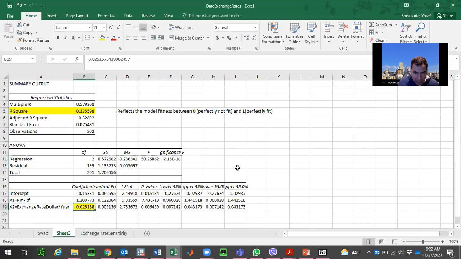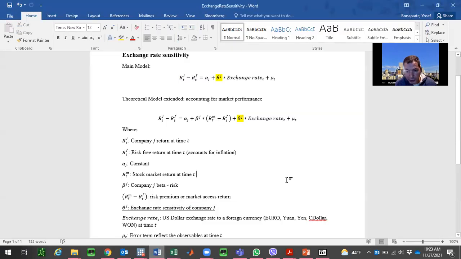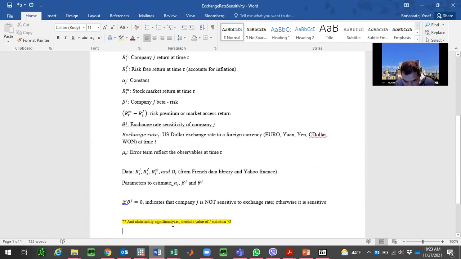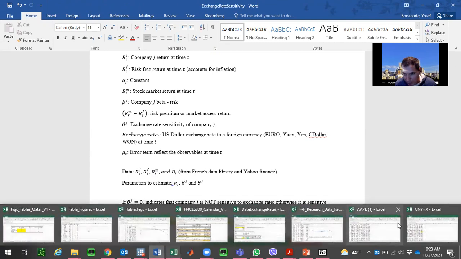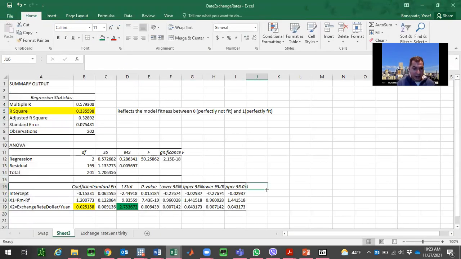So here, keep in mind, we're talking about the return for Apple. The return for Apple increases if the exchange rate increases. So there is sensitivity. Is it statistically significant? Yes. Why? Because the t-stat is above 2. Again, let's go back to the exchange rate. There is something here in yellow. It says the statistic has to be an absolute value above 2. So good. That means we're good. We're very sensitive.